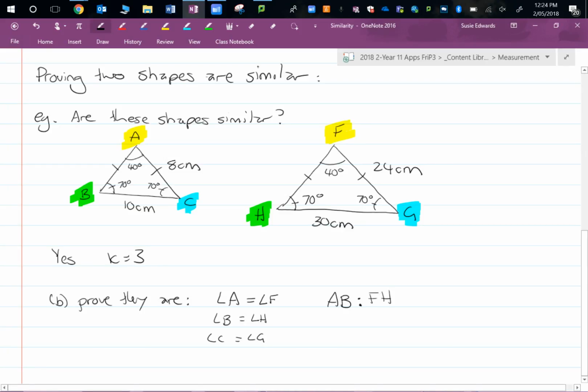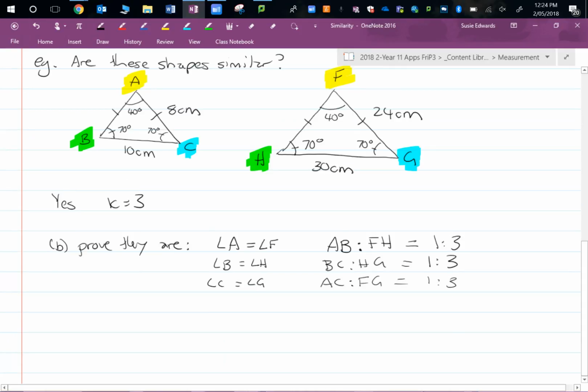FH. Okay, and that is equal to what ratio? It's not just 3, it's 1 to 3, okay? So the ratio of AB to FH is 1 to 3. Okay? Then I'm going to go BC. The ratio from HG is equal to 1 to 3. And then the side AC is in the same ratio as FG, and it's 1 to 3.